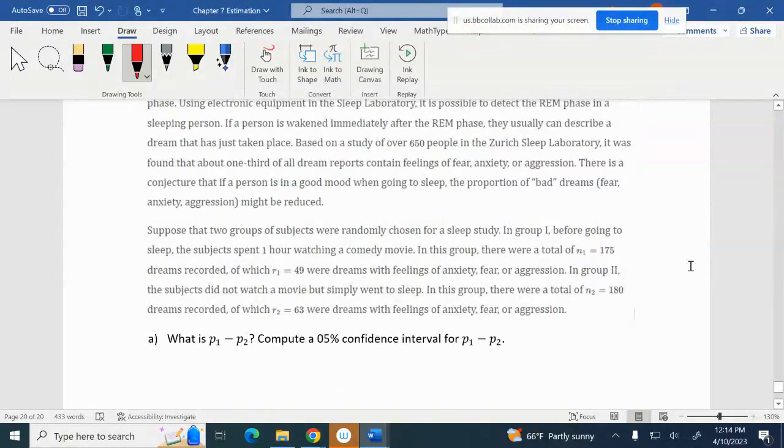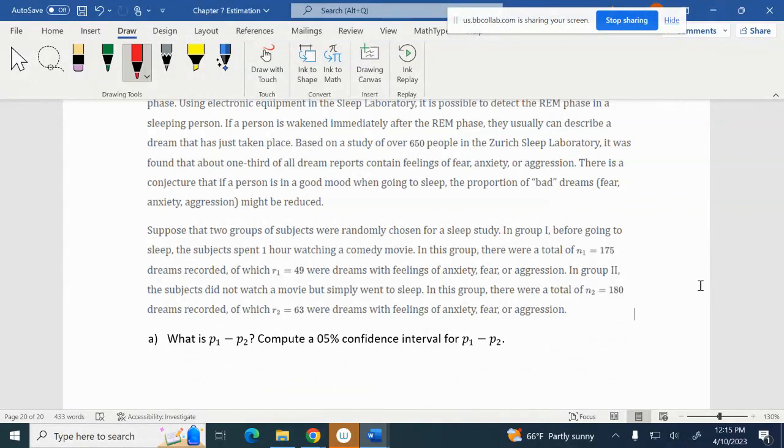What is the experiment? Suppose there are two groups, the subjects are randomly separated into two groups. Group number one, before going to sleep, spends 1 hour watching a film. It's a comedy movie. Are you watching movies before going to sleep? No, I'm watching YouTube, but it's almost the same thing.